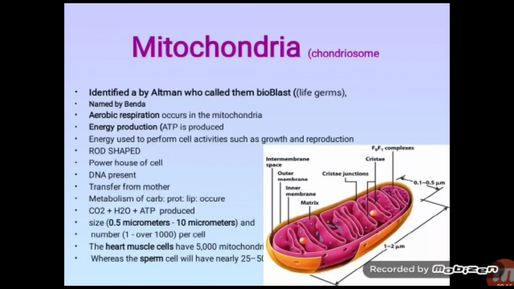And metabolism of carbohydrate, protein, and lipid occurs with the help of enzymes and coenzymes, which are present here, in the crista membrane of mitochondria, and which perform metabolism of carbohydrate, lipid, and protein, and produce water, carbon dioxide, and a large amount of ATP, which is used for the various functions of the cell, like cell division, cell growth, and so on. And its size is 0.5 micrometer to 10 micrometer, and the number is 1 to 1000 per cell. The heart muscle cells have 5000 mitochondria, whereas the sperm cell will have nearly 20 to 50 mitochondria.